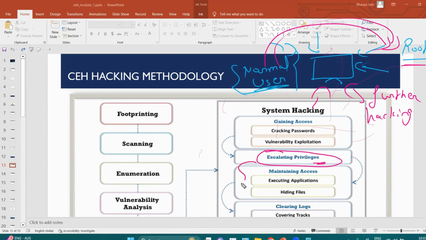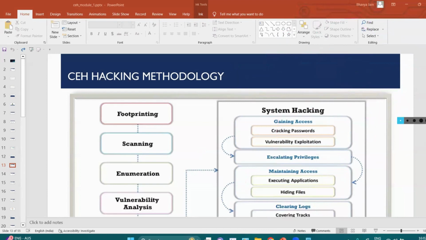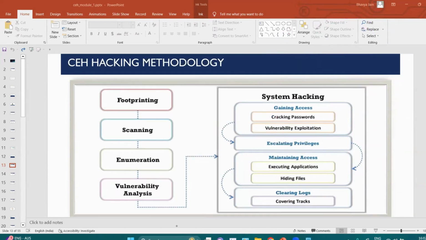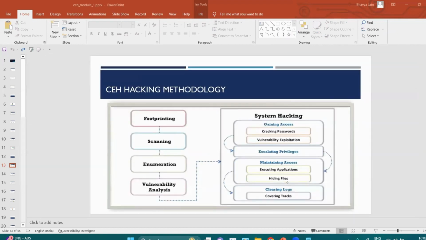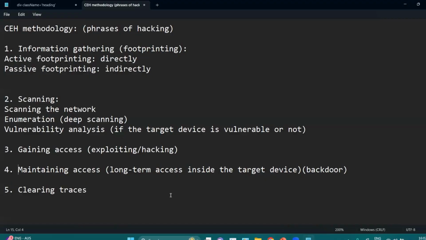Then we are maintaining the access, which is like we can apply any backdoor, hide any file, hide any process, or execute any malware or application for maintaining long-term access. And last we have clearing the logs, which is clearing the traces. Whatever we update, we are covering the tracks, so that we can become untraceable. So this is a simple attacking methodology. This is not something for protecting. This is something we can use for attacking.